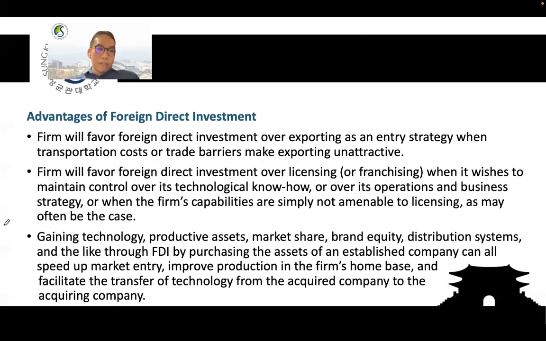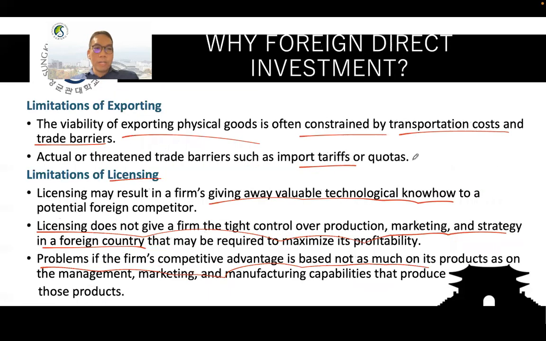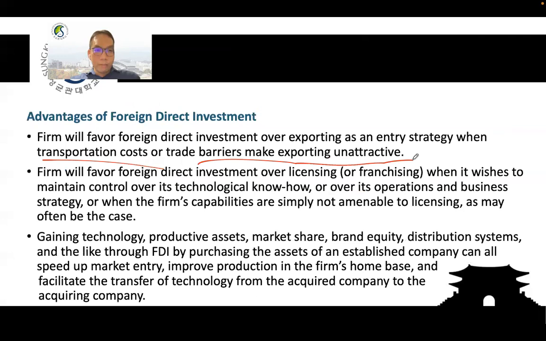So what about the advantages of FDI? See, when transportation costs or trade barriers make exporting unattractive, I think it's directly related to this one, right? Limitation of export and licensing. So essentially, if we think that exporting and licensing have so many weaknesses, so many problematic situations, then we know that exporting and licensing wouldn't be the right choices. So it's better to go for FDI, essentially. That's the case. You see the second one also.